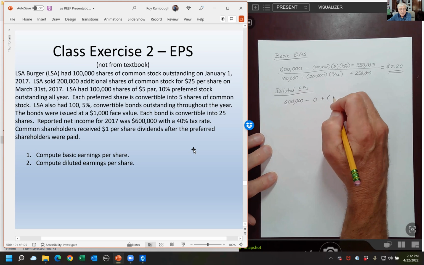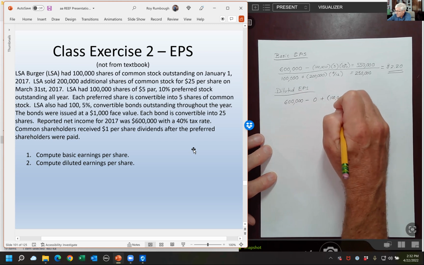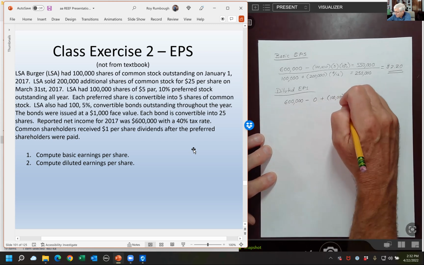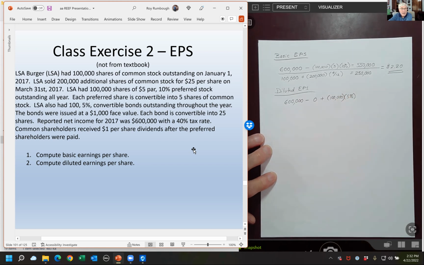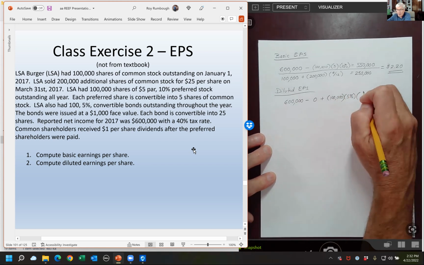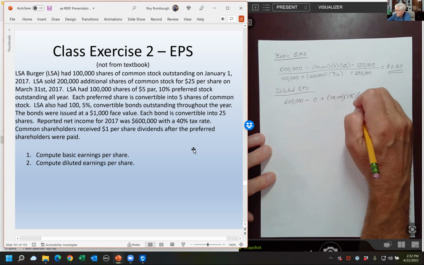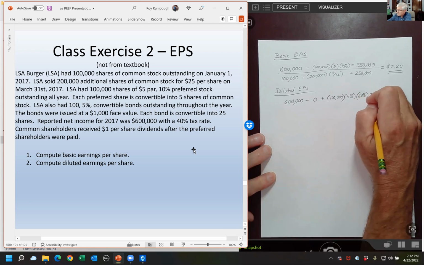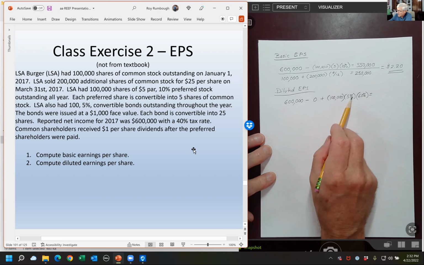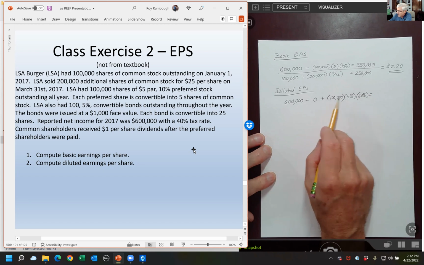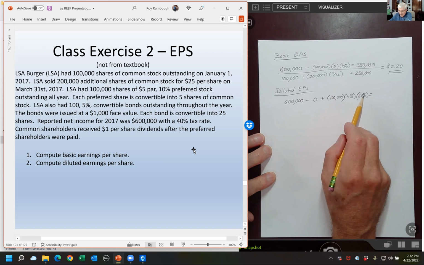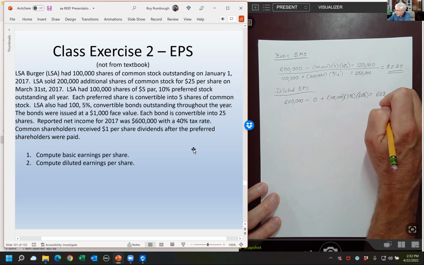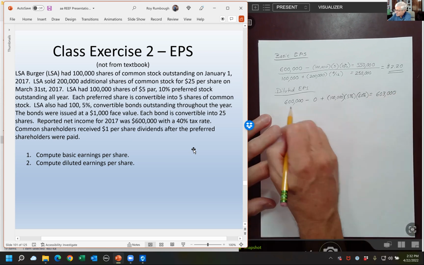And so I've got $100,000 in bonds times their 5% interest rate. And what's my tax rate? I'm going to do 1 minus 40% or 60% to calculate this out. So interest would have been 5% of 100,000, or 5,000, but I only get to add back 60% of that, or 3,000. So my numerator is going to be 603,000.